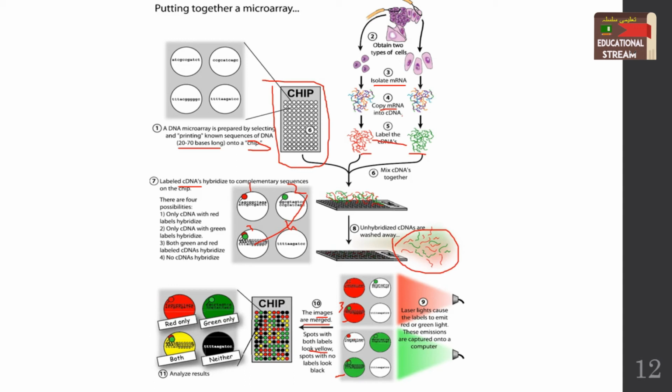So here you can see different kinds of spots. A red spot shows that the red labeled cDNA has bound, a green spot shows that only green labeled cDNA has bound, a black spot shows no binding of any labeled cDNA molecule, and a yellow spot shows that both red and green cDNA have bound to this spot. So: red only, green only, yellow for both, and none. And then we will analyze the results. We identify the genes for which the messenger RNAs have shown expression.